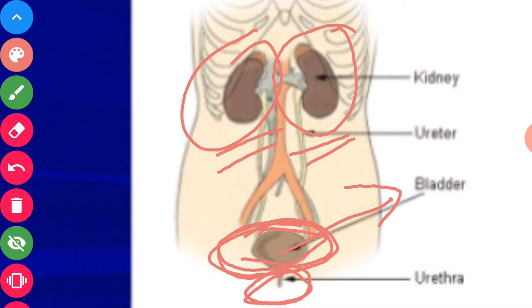Hope you got it. In the next lecture, we will discuss how urine formation takes place in the kidneys, how it is transported through the different organs, and what kidney malfunctioning is, or we can say kidney transplant and dialysis.